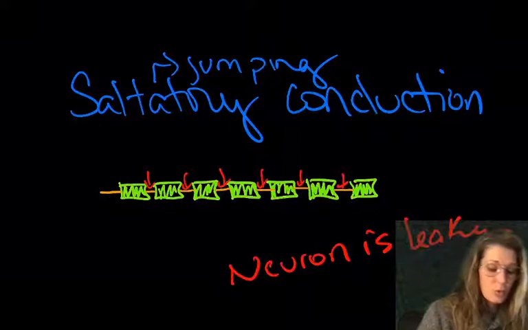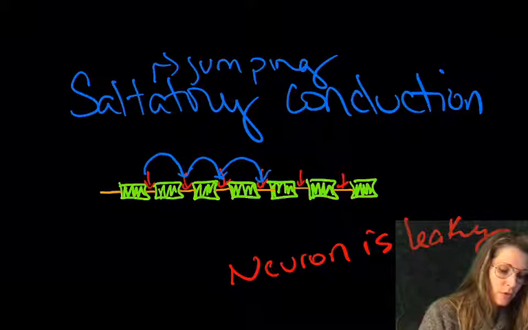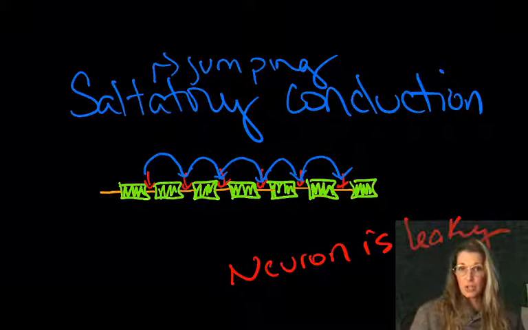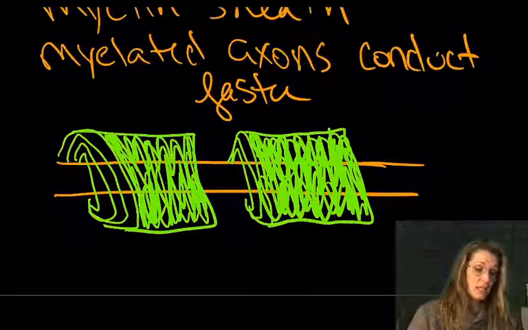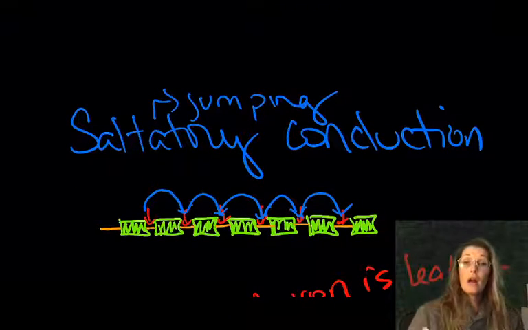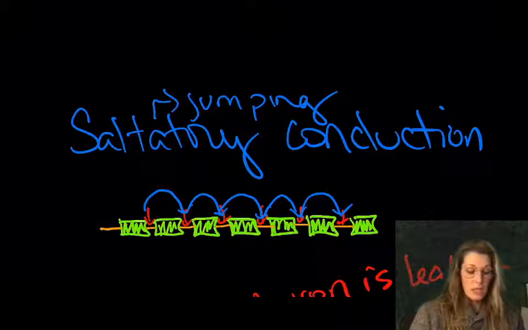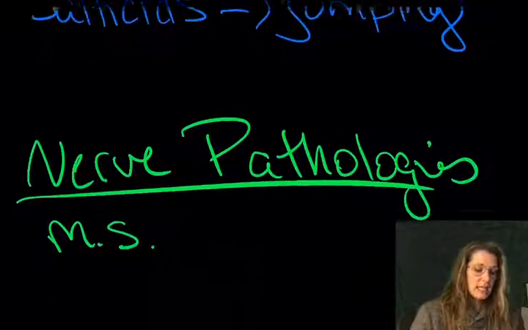Why is it called saltatory conduction? Because the action potential hops from node of Ranvier to node of Ranvier. And this is much faster. This conduction is much faster than conduction in unmyelinated axons. There are axons in our body that are naturally unmyelinated. They're slower. They conduct impulses slower, and we'll talk about some of them a little bit later in the semester.